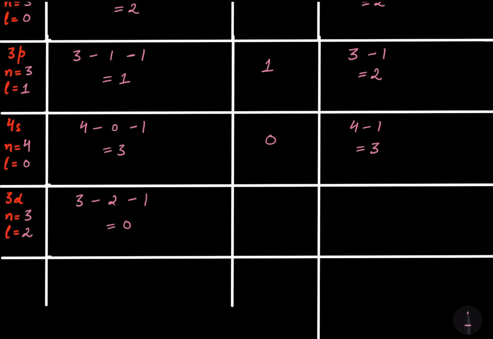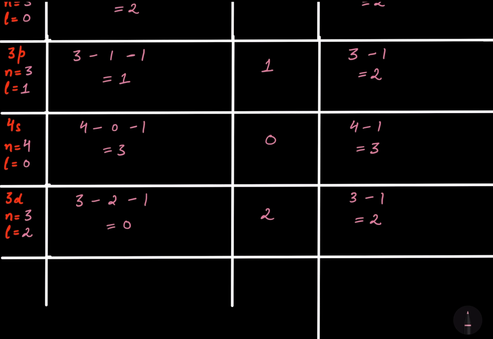Now let's talk about the L. It's 2, so the angular nodes will be 2. So the total number of nodes are 2, that 2 are only angular nodes, 0 radial nodes are there. We got the 2 angular nodes, and by applying the formula n minus 1, it's 3 minus 1, so we got 2 total number of nodes, which are only angular nodes. No radial nodes are there in case of 3d.